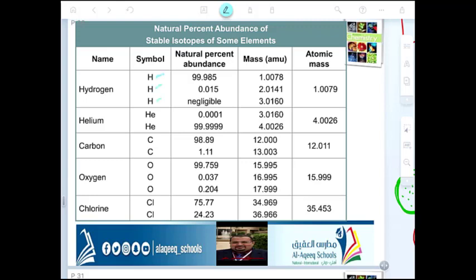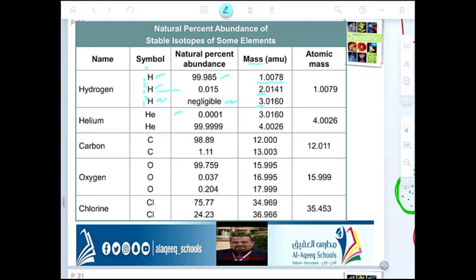Each one has its own abundance. Look, hydrogen-1 has mass number 1.0078, and it is found at about 99.9%. But for H-1, H-2 and H-3: if the mass number is 2, it's found at only 0.015%, a very small percent. And the third isotope, which has mass number 3, has a negligible percent, not found a lot.